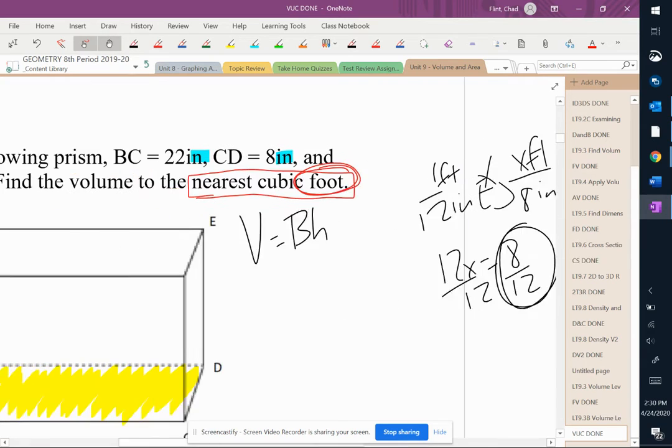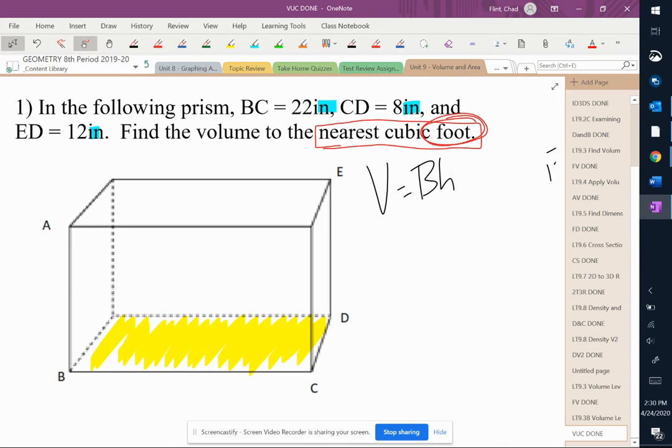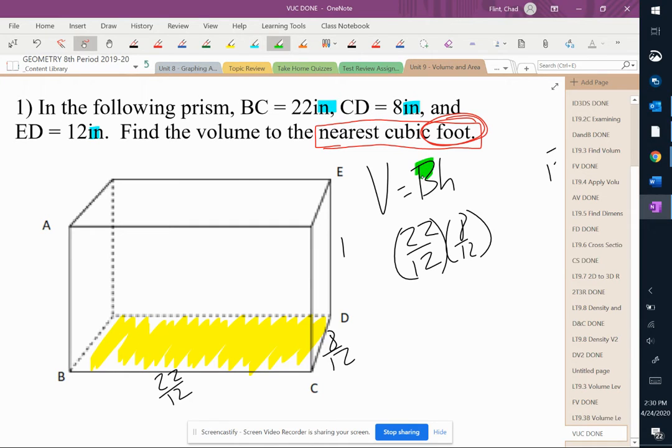And like I usually like to do, I'm going to go right to this figure and put them on here. So BC, which is this, is 22 over 12. If you have the decimal, that's fine. Just use the whole decimal. CD is 8 over 12, and ED is 1. So those are all in feet, so I'm good there. Capital B, area of the base. The base is that yellow rectangle, so that's going to be 22 over 12 times 8 over 12. That's my capital B. Let me highlight that in green.